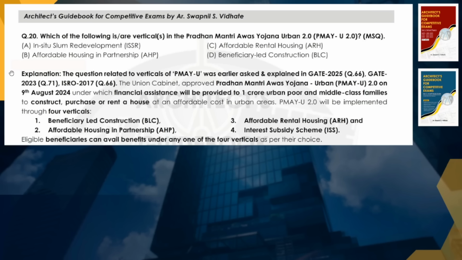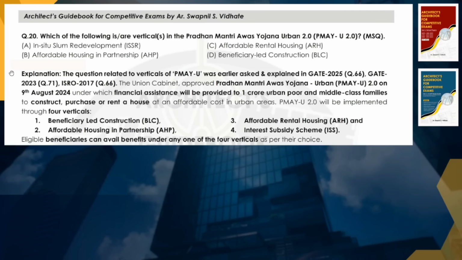So, PMAY Urban 2.0 will be implemented through four verticals. Which are they? First one is beneficiary led construction, BLC, which was already there in the first phase, that is PMAYU. Second, affordable housing in partnership, this was also there. Third one, affordable rental housing ARH, which was included recently. Fourth one, interest subsidy scheme, which was also there in the first phase. So an eligible beneficiary can avail benefits under any one of the four verticals as per their choice.